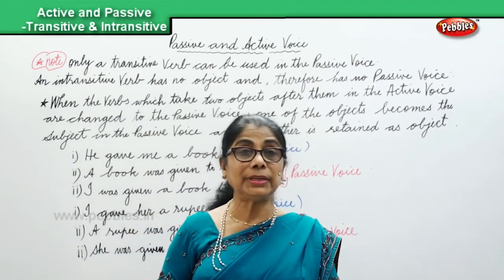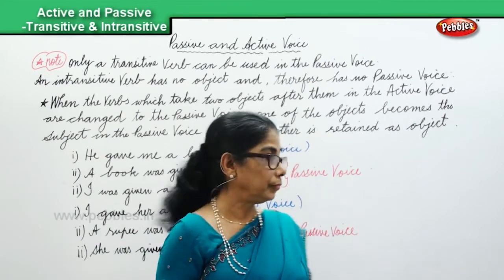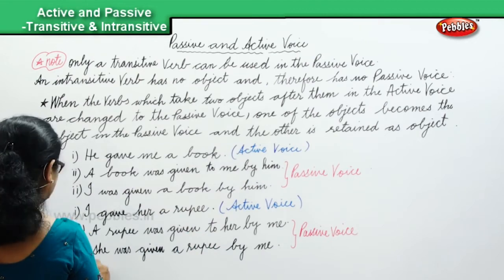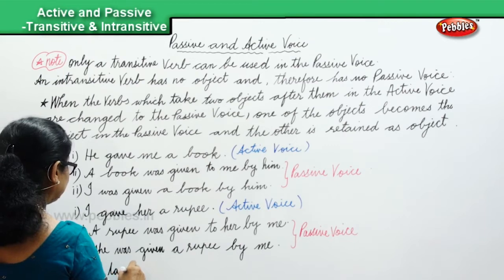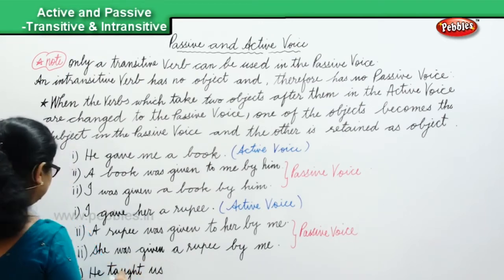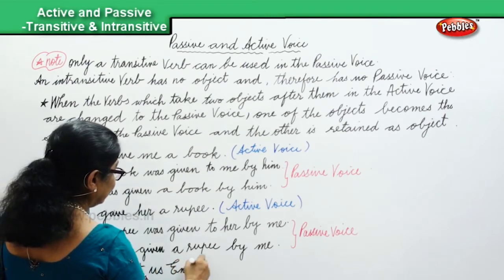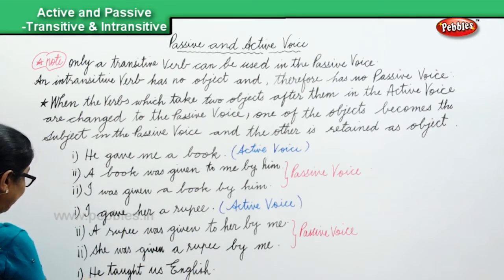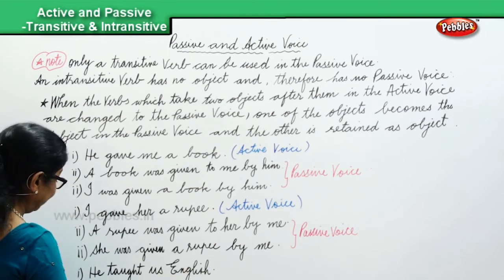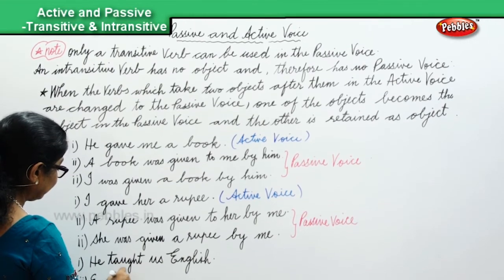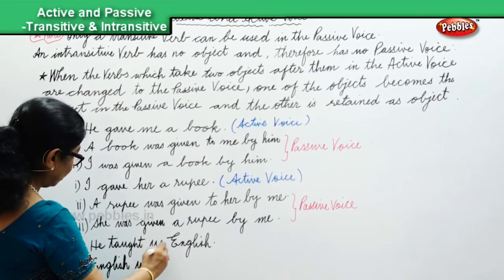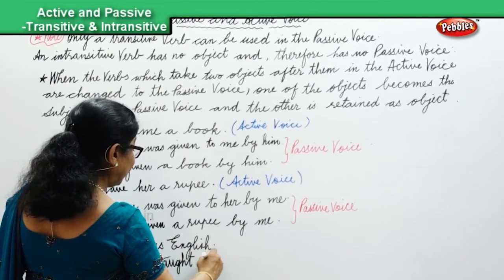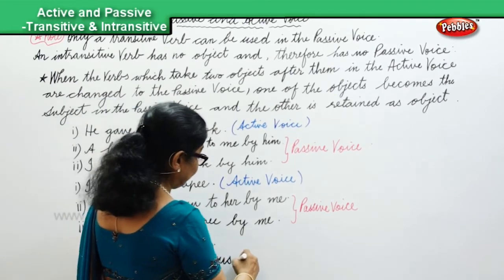Okay, now, supposing I say, he taught us English. He taught us English. And that's the active voice. And when we change it, you will say, English was taught to us by him.